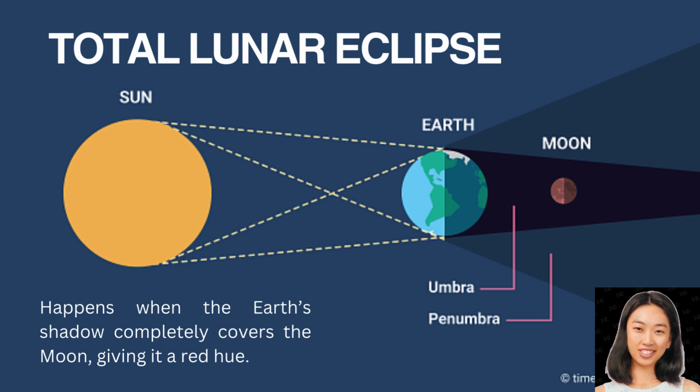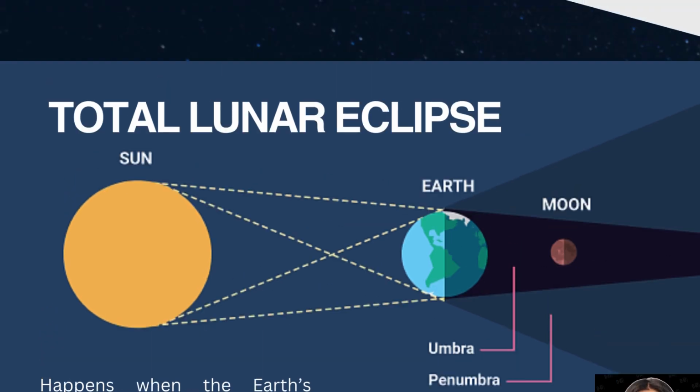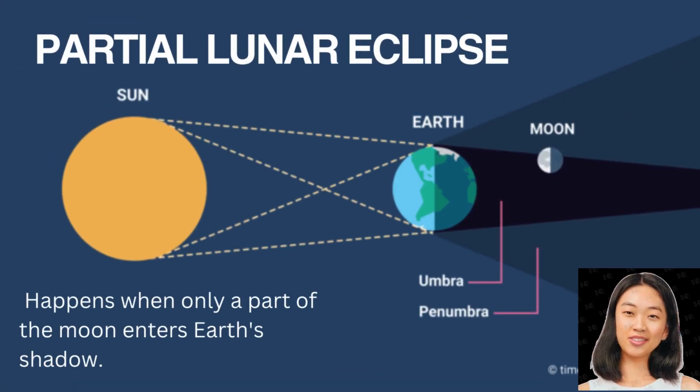Picture this, you're gazing up at the night sky, and suddenly, the luminous orb of the moon begins to vanish, replaced by a stunning crimson orb. It's a sight that leaves observers spellbound, reminding us of the beauty and grandeur of the cosmos. Next, we have partial lunar eclipses, where only a portion of the moon enters the Earth's shadow, resulting in a gradual darkening of a segment of the lunar surface.